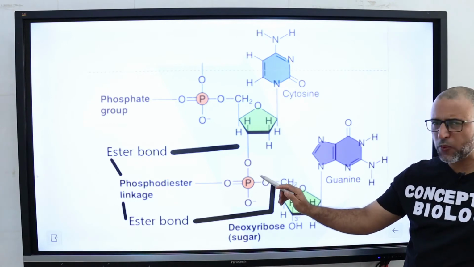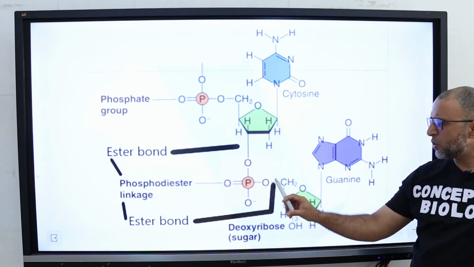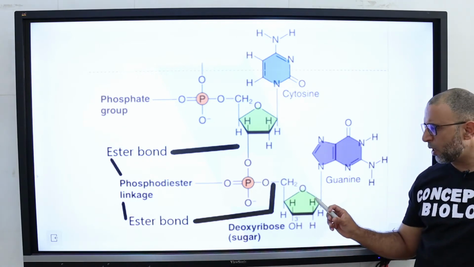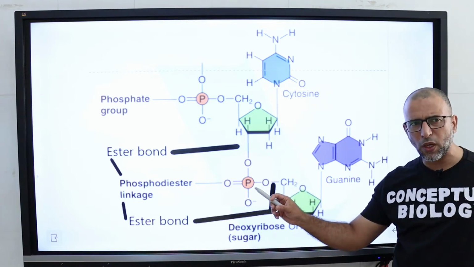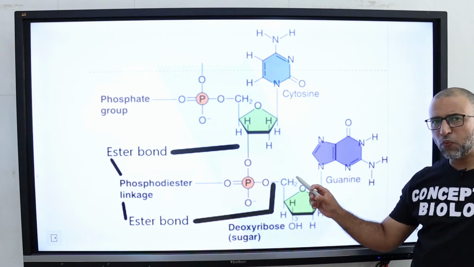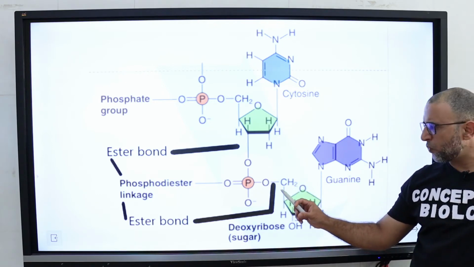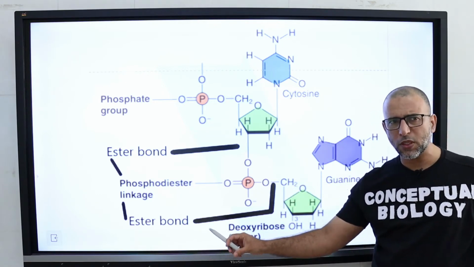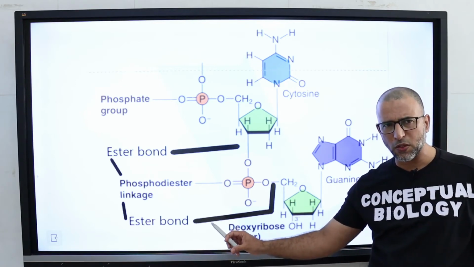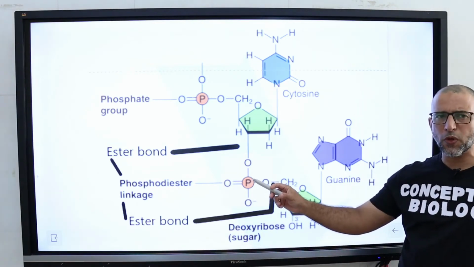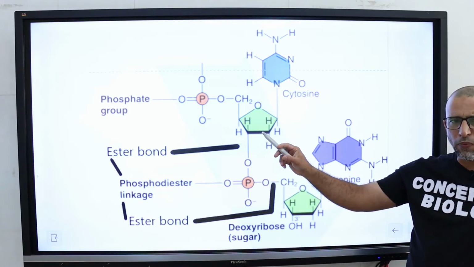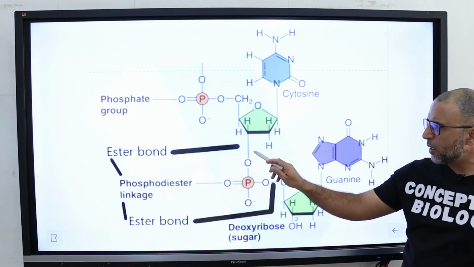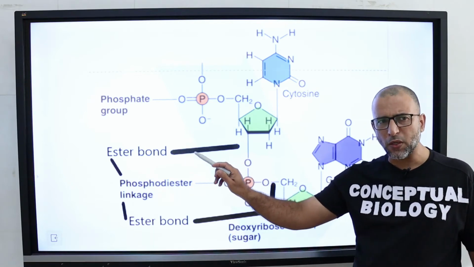So, here phosphate group is already attached to 5' carbon of deoxyribose, and this linkage between phosphate group and 5' carbon is phosphoester bond. This is phosphoester linkage. And of course, this phosphate is also attached to 3' carbon of deoxyribose by another phosphoester linkage.